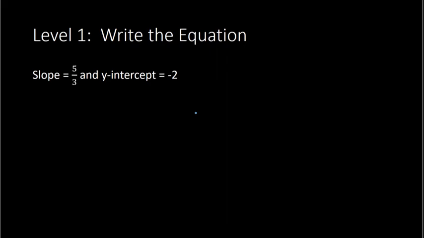the equation. Well, what you want to do is write this in slope-intercept form, which is y equals mx plus b, where m is your slope and b is your y-intercept. So instead of m, we can put in a 5 over 3, and instead of b, we put in a -2. So my equation would be y equals 5 over 3x minus 2.